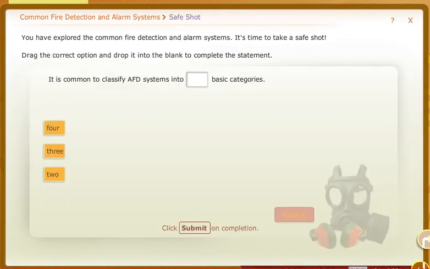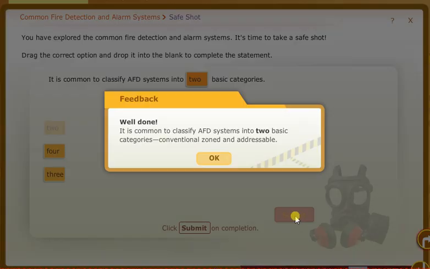You have explored the common fire detection and alarm systems. It's time to take a safe shot. Drag the correct option and drop it into the blank to complete the statement. Well done.